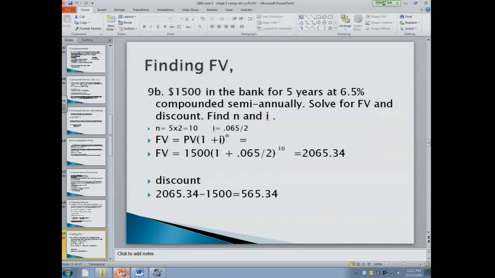So the first step is to calculate N. N, the total number of periods. Since it's 5 years and we're compounding it semi-annually or twice a year, 5 times 2, there's 10 total periods that we're going to generate interest. I is the interest rate in decimal form, 0.065, divided by the number of compounding times per year. In this case, since it's semi-annually, is 2. Please try to keep this in your calculator.